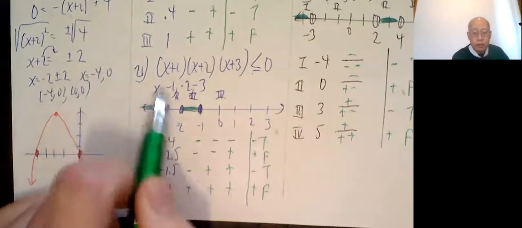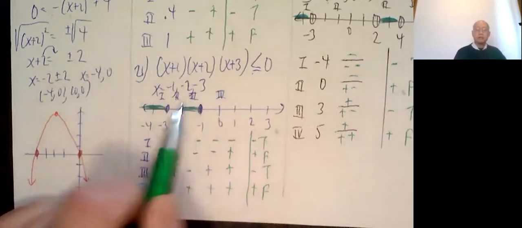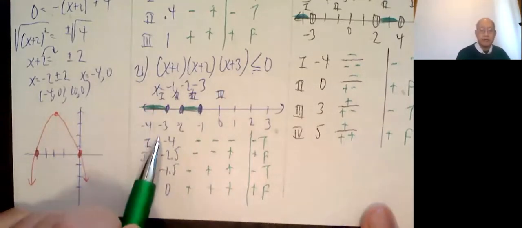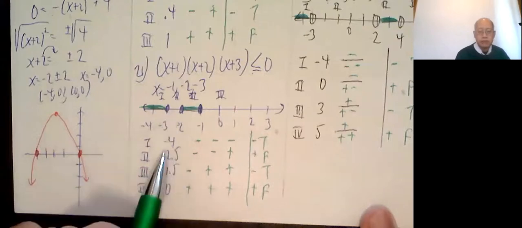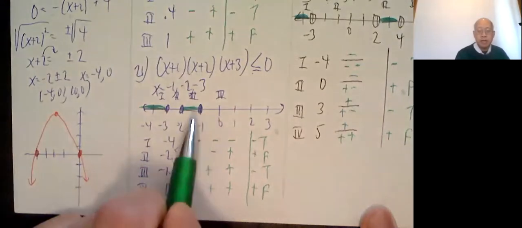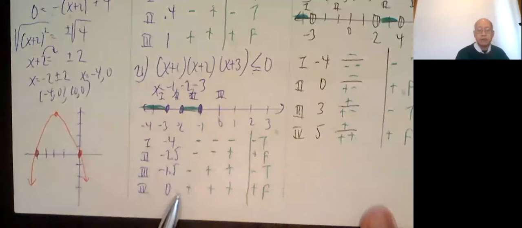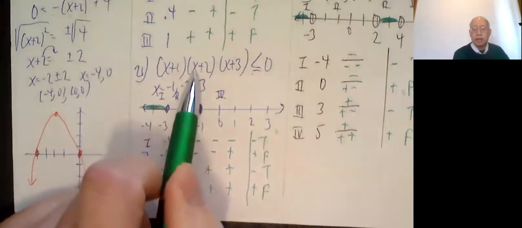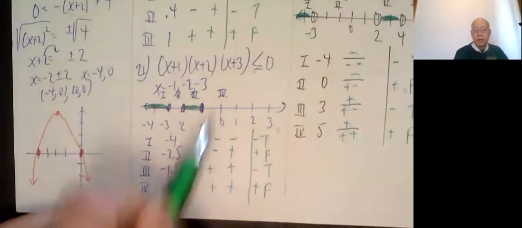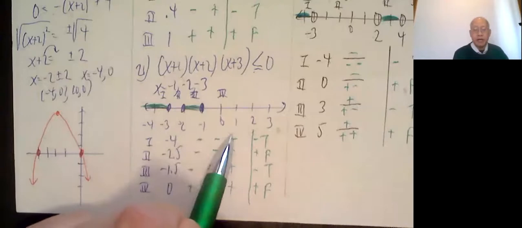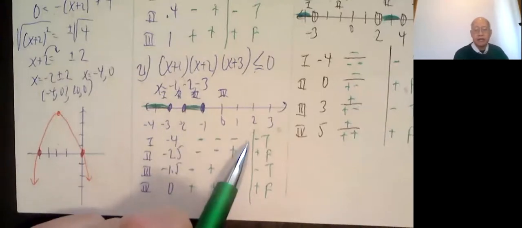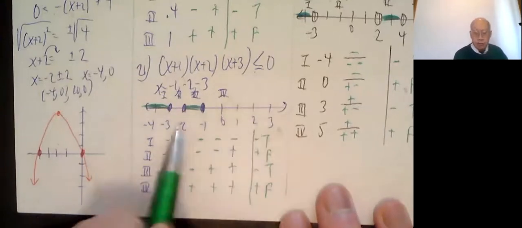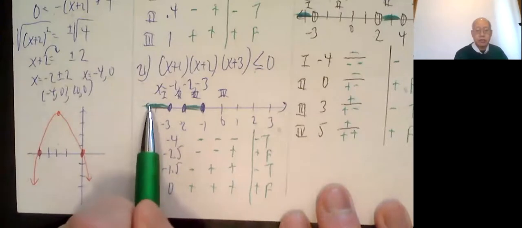This time I have 1, 2, 3, 4 regions. Region 1, I picked -4. Region 2, -2.5. Region 3, -1.5. Region 4, 0. Okay, -4 plus 1, negative. -4 plus 2, negative. -4 plus 3, negative. 3 negatives makes a negative. Is a negative less than or equal to 0? That's true. Shade in region 1.